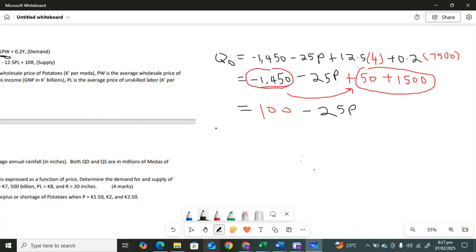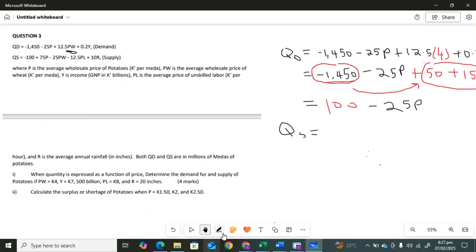Okay, wonderful. Next, we do the same to the supply function. Let me write it down here: negative 100 plus 75p minus 25 PW. We said we substitute it with 4. That's the price of wheat, so that's 4 kwacha.